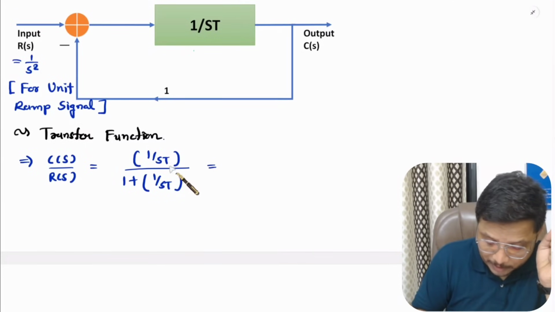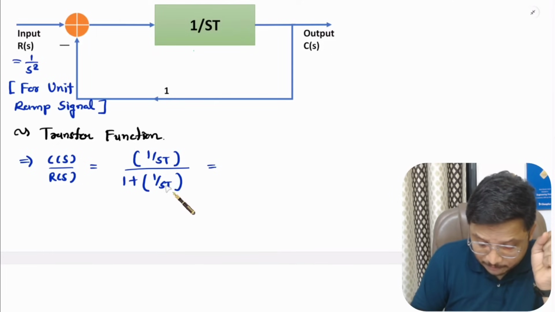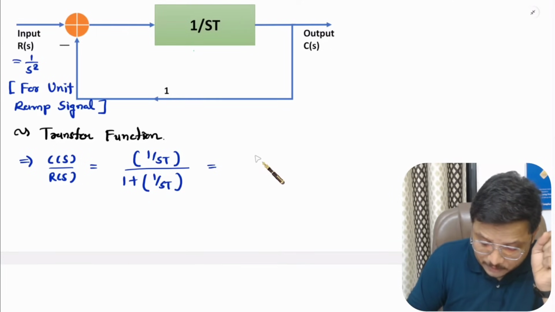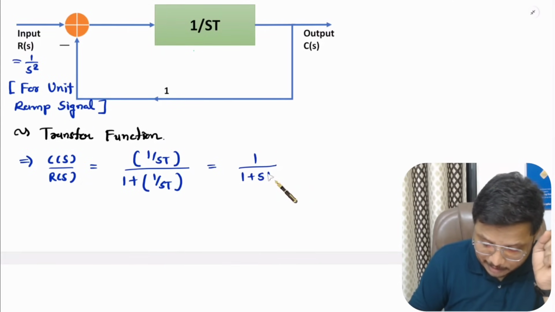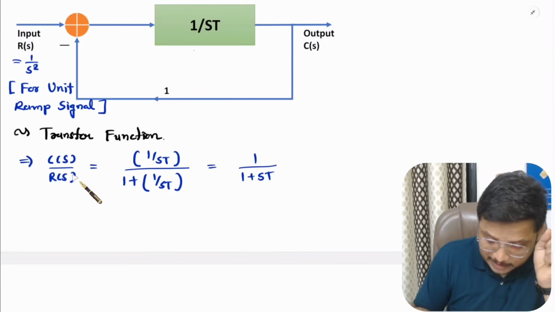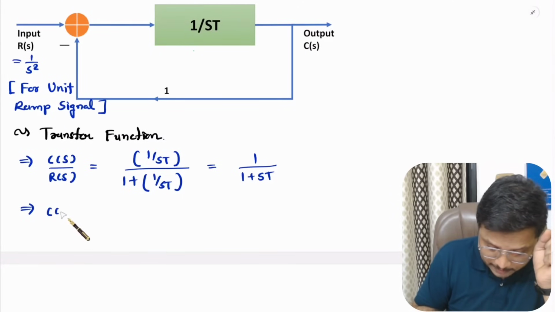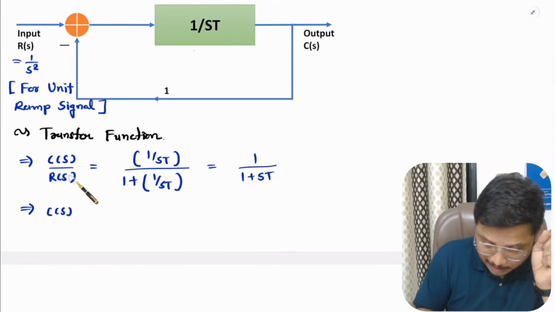Now if you take the LCM, then this ST gets cancelled from numerator and denominator. So in the numerator we will have 1 and in the denominator we will have 1 plus ST. Right, so this is the transfer function. Now we need to identify the output C of S, that is R of S into the transfer function.